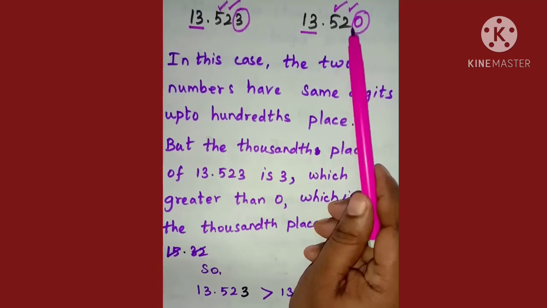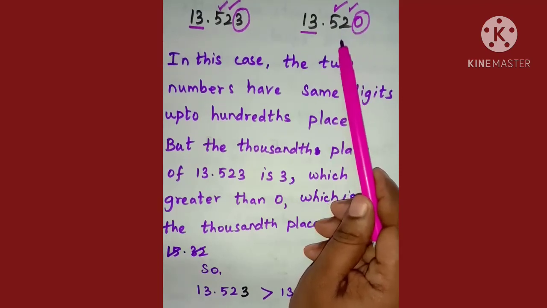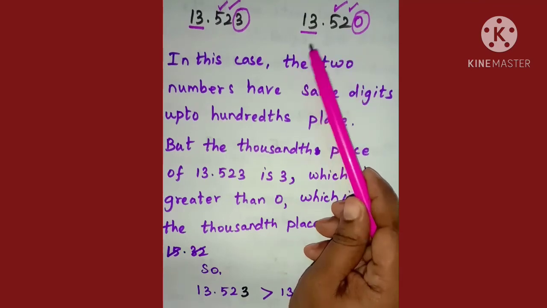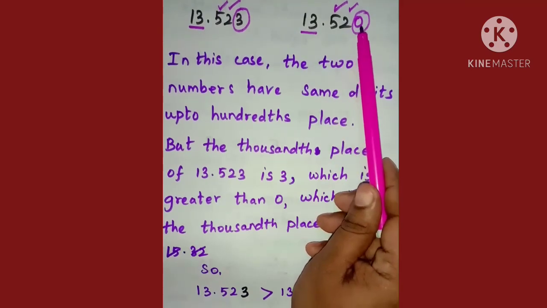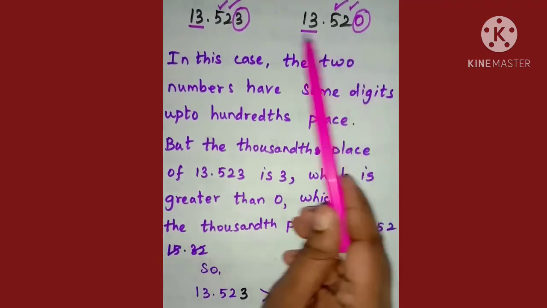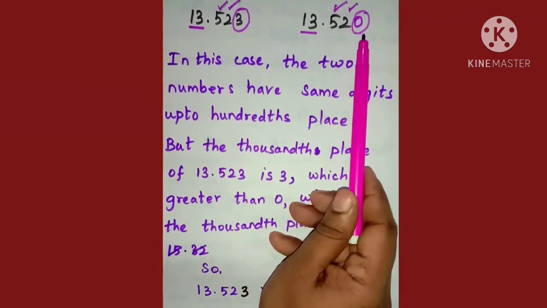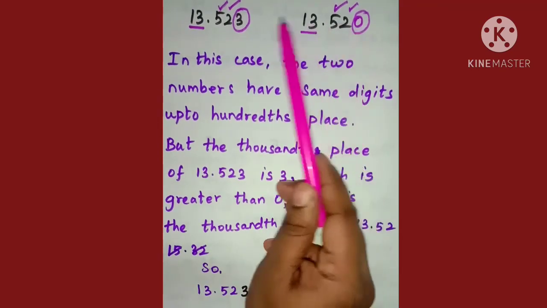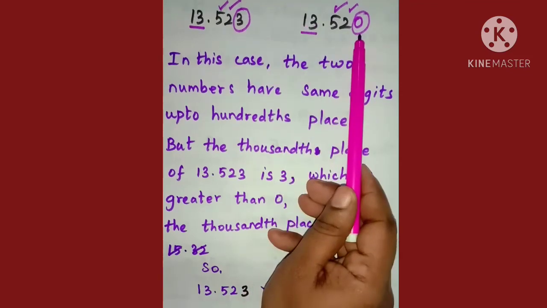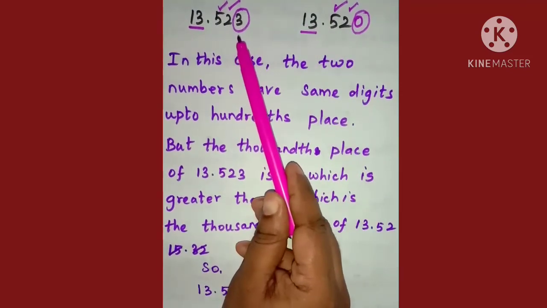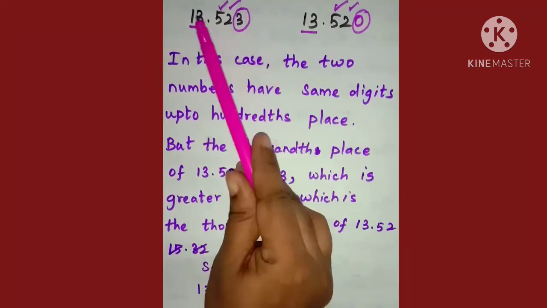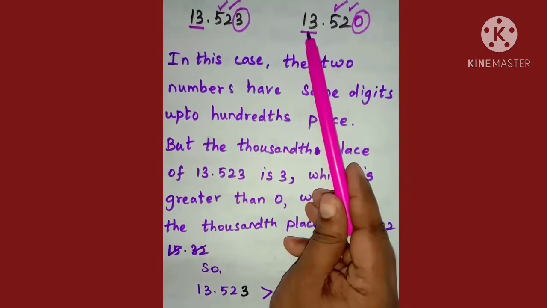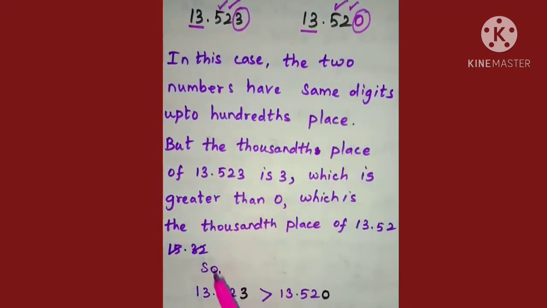We know that 0 added to the right end of a decimal number does not change the value of the decimal number. That's why we put 0 here. Okay. So now 3 and 0 are there, compare these two values. Which is greater? Yes, 3 is greater than 0. So it says that this decimal value is greater than this decimal value. That is, 13.523 is greater than 13.520.